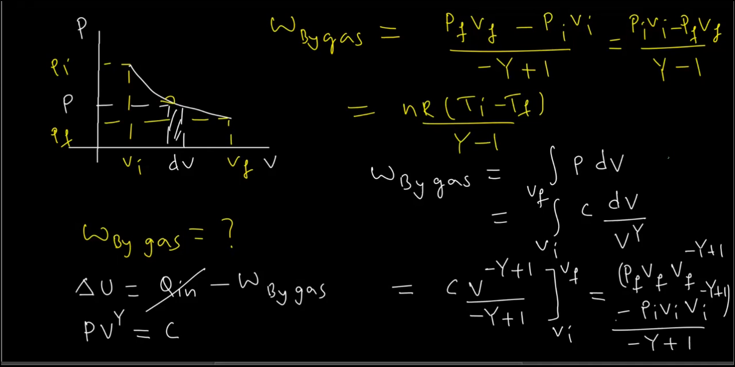I thought I had to derive that PV to the power gamma is equal to C. Oh, okay. You know how to derive that? No. Okay, I'll do that. Good question. So derive that.